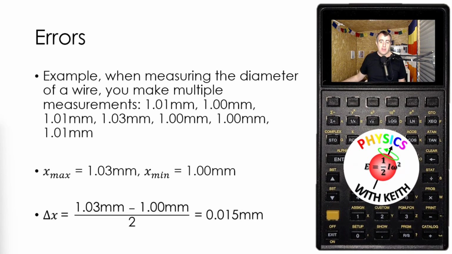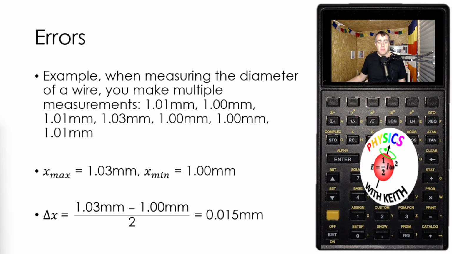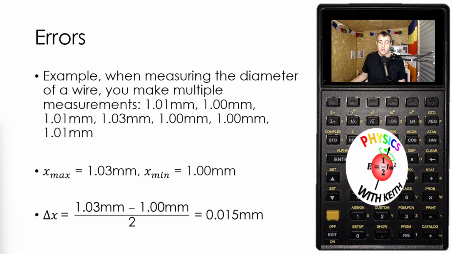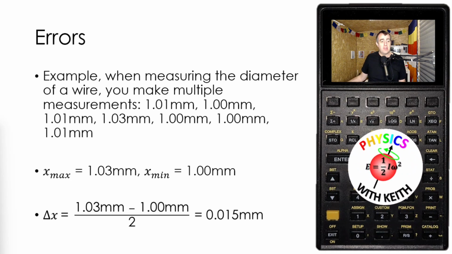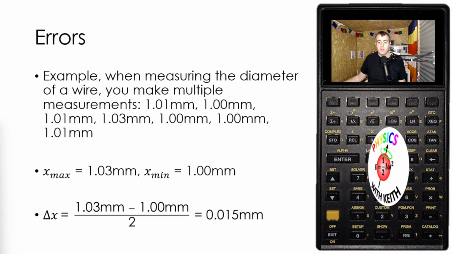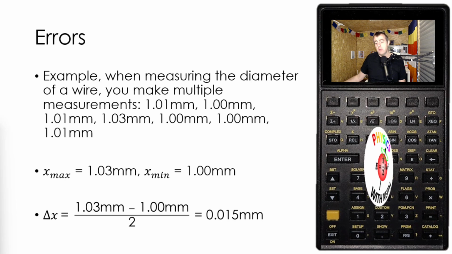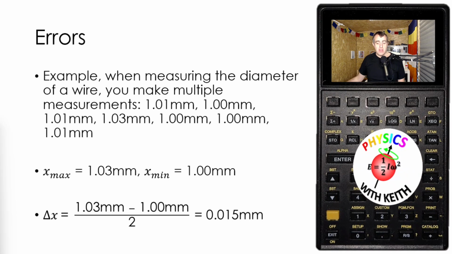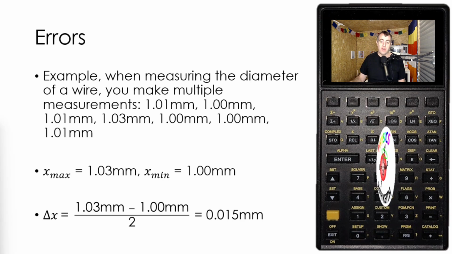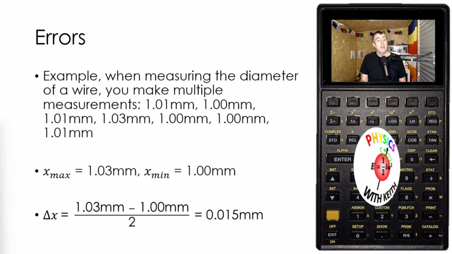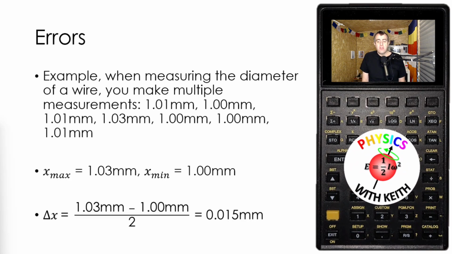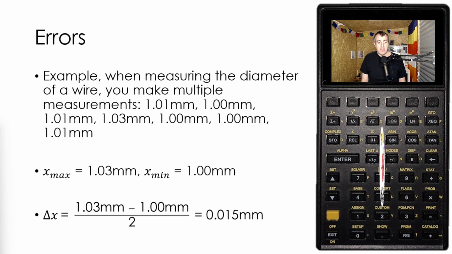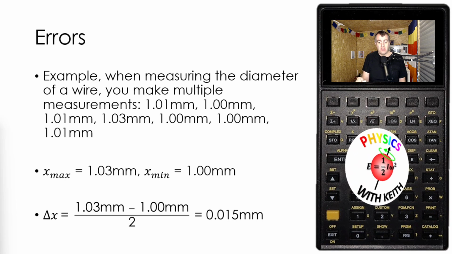So here is the example I gave of the diameter of a wire. You make multiple measurements in different orientations in different places, and you get perhaps 7 measurements, as you can see here. Well, the highest one was 1.03 millimeters, and the lowest one was 1.00 millimeters. So half of that range is 0.015 millimeters. That is your random error. That's your uncertainty presented as an absolute uncertainty in these values.